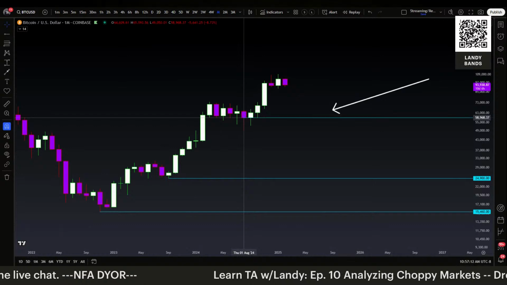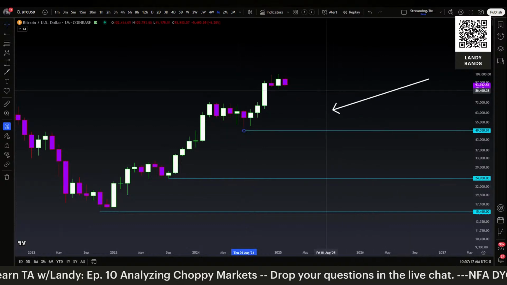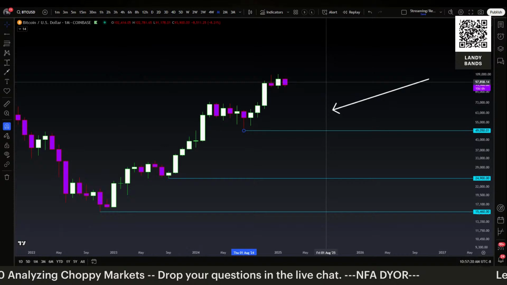I know some do, but that would actually start to endanger structure. But it's really about losing that $49,000 low. That is the last higher low in the monthly.